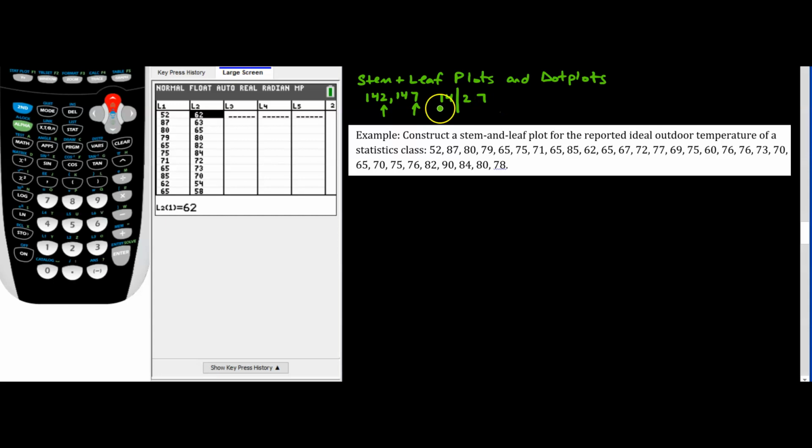You should note that I am not separating the leaves with commas, and you should also note that I am putting these leaves in here in increasing order. That's going to be an important part of a stem and leaf plot. Let me give you another example.